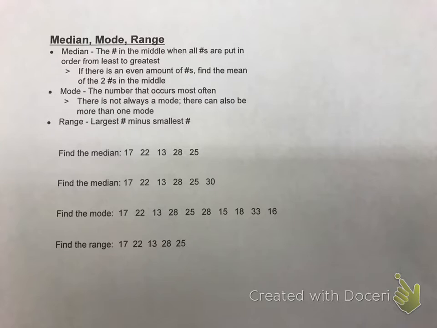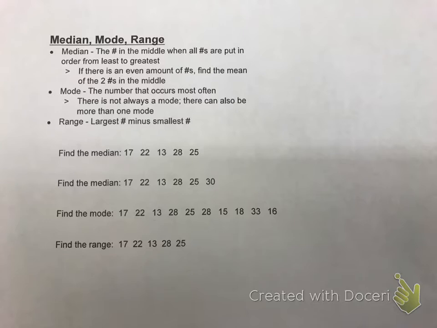The median is the number that's in the middle when all the numbers are put in order from least to greatest. If there's an even amount of numbers, then you have to find the average, or the mean, of the two numbers in the middle, and we'll go over an example like that.